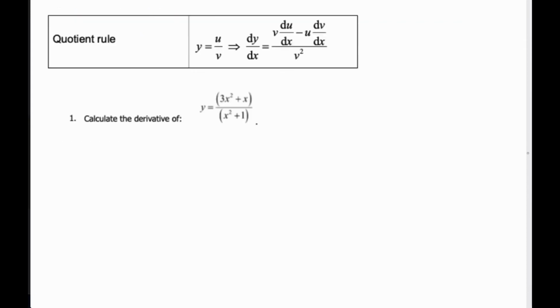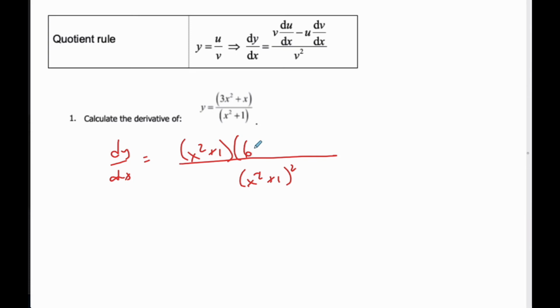So let's see what this looks like in practice. So using the derivative, here I'm going to find dy dx. And so when I do it, I'm going to take the bottom, write it down and square it, and then I'm going to write it down again. Okay, so v squared, then v, and then I'm going to do the derivative of the top. U is the top, and so the derivative of the top is 6x plus 1, subtract, and then I write the top, and I do it in the opposite direction, and then I have to do the derivative of the bottom, which is then 2x.